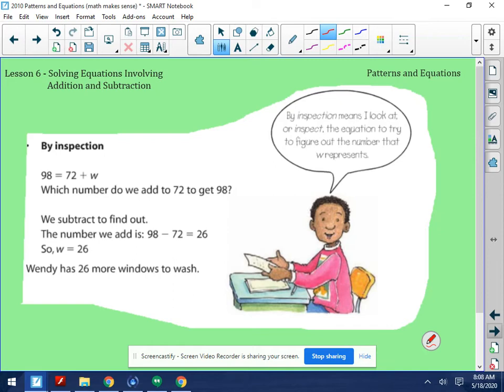So here's another version of that same question. 98 equals 72 plus W. Which number do we add to 72 to get to 98? Well, here they're using subtraction. 98 take away 72 will tell us what W is. It's 26. So Wendy has 26 more windows to wash. Now, for some of you, that's a lot of explanation for a question that you might get quite easily using inspection. But for others, you might need a bit more of that explanation to help you understand how to do it.